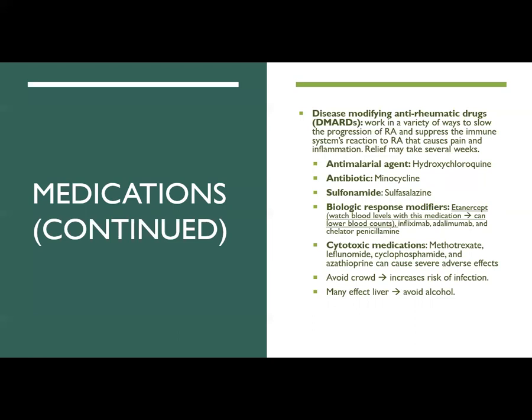With your etanercept, you do want to watch for your blood levels because they can lower all your blood counts, especially the white blood cells and your platelets. You do want to watch that. This is given through an injection, and you just want to make sure you're looking at that. They also have cytotoxic medications, things like your methotrexate. And just in general, you want them to avoid crowds and that this may affect the liver, so avoid alcohol.